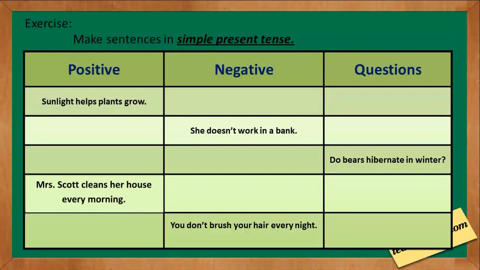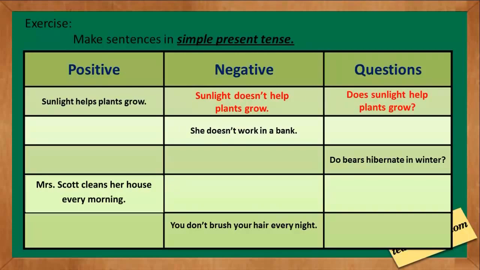For our exercise, make sentences in simple present tense. The first one: Sunlight helps plants grow. The negative sentence should be: Sunlight doesn't help plants grow. And for the question, it should be: Does sunlight help plants grow?